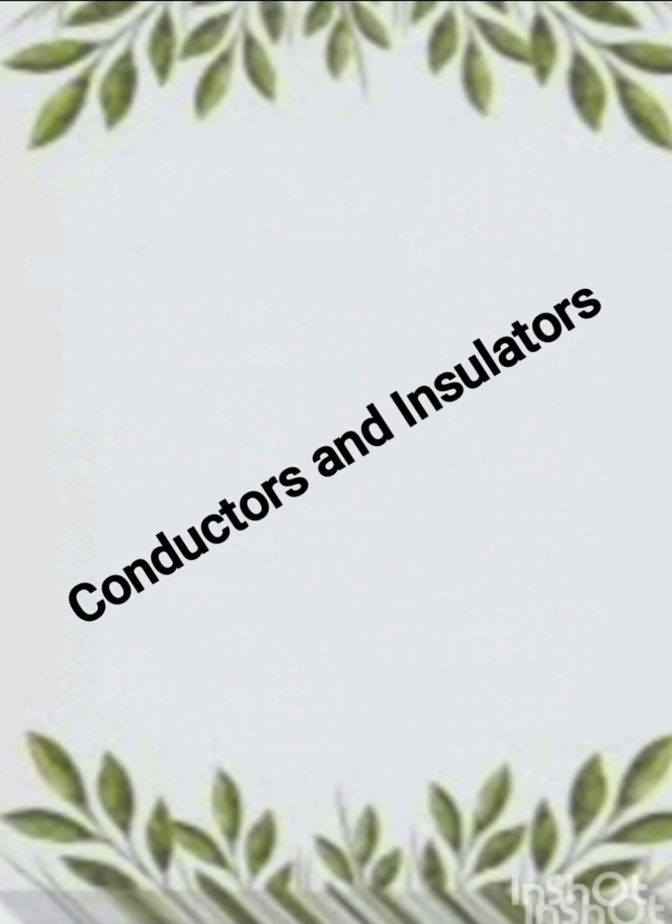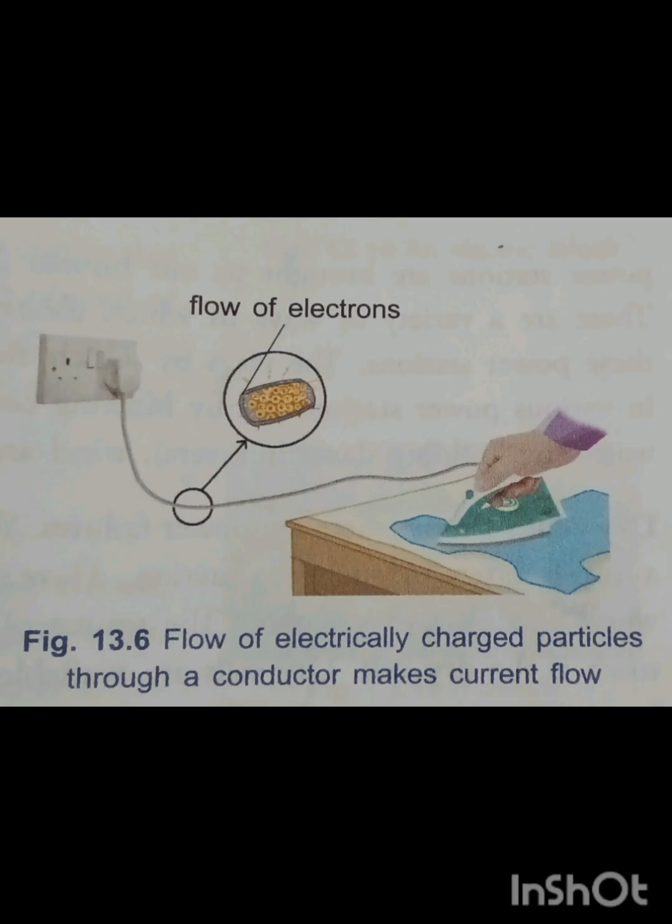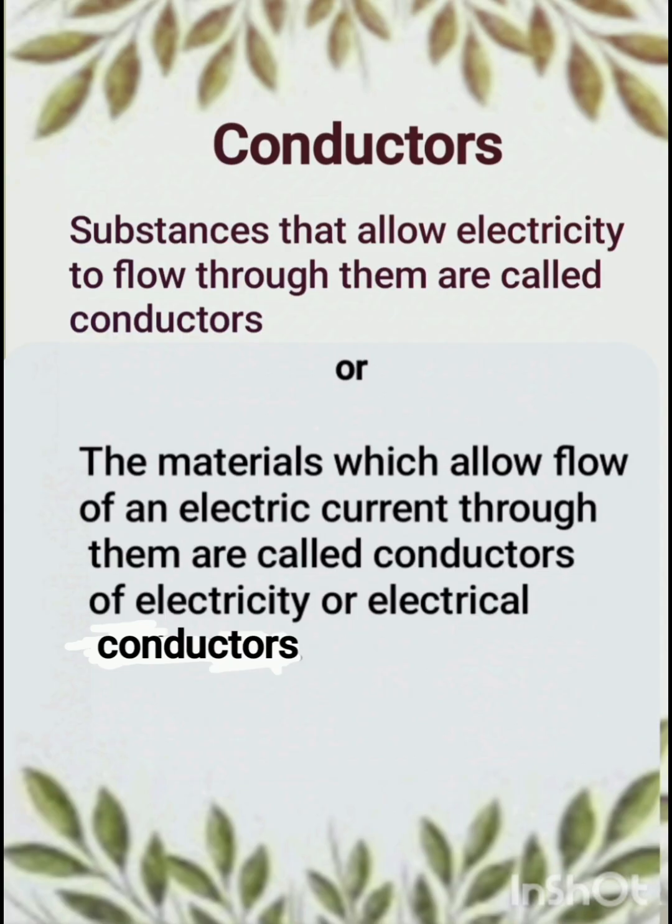Let's learn about conductors and insulators. Students, so long we have discussed stagnant charge present on a surface. This charge is static. Okay? There are substances which have free electrons in them. These substances allow electrons to flow through them. Electrons move and make the electricity flow. Such substances that allow electricity to flow through them are called conductors.